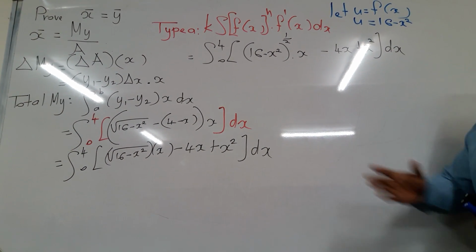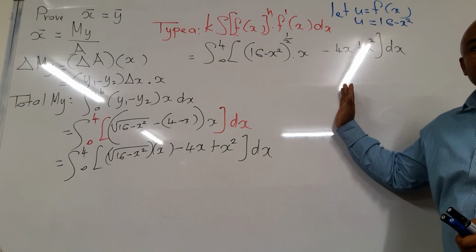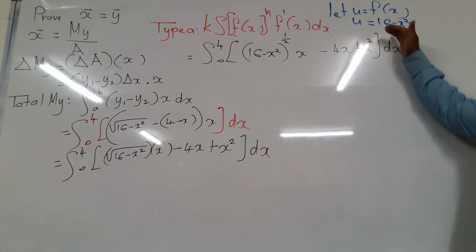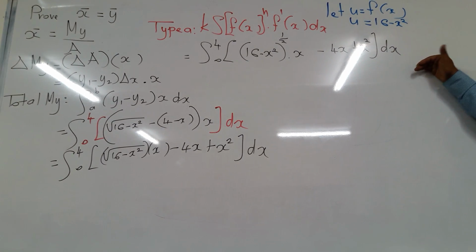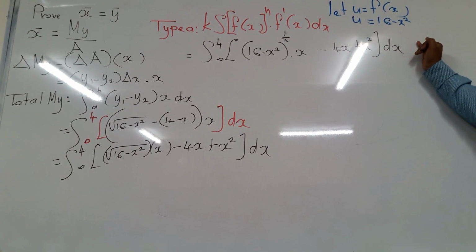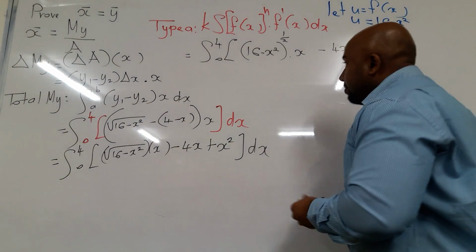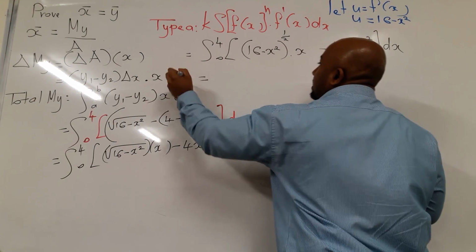So you might obviously want to separate it first. Okay, you can do that. I'm going to use inspection here, but you know what to do. You're going to find du dx. You're going to make dx the subject of the formula. Okay. So what will happen? Let's see.